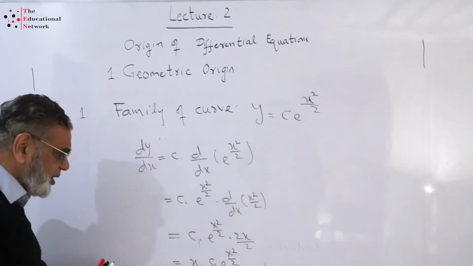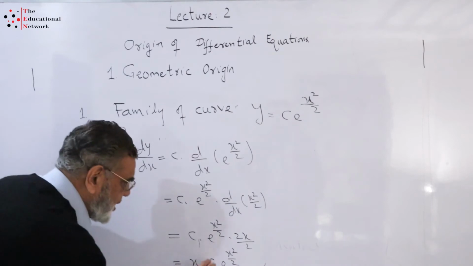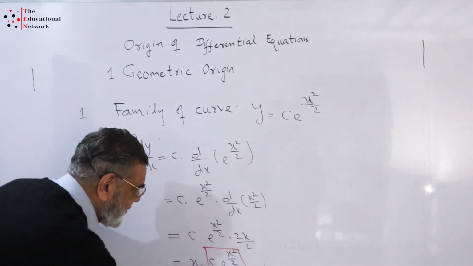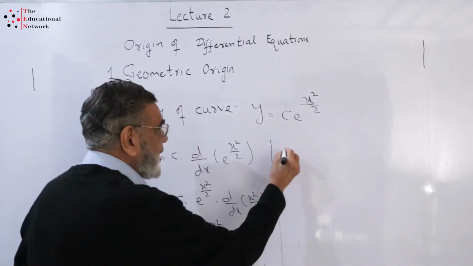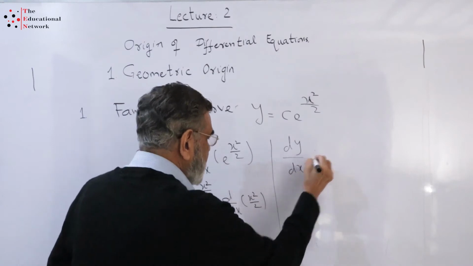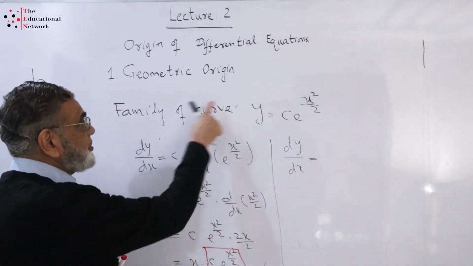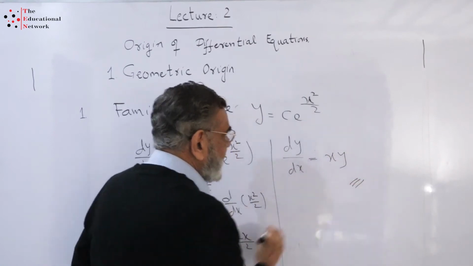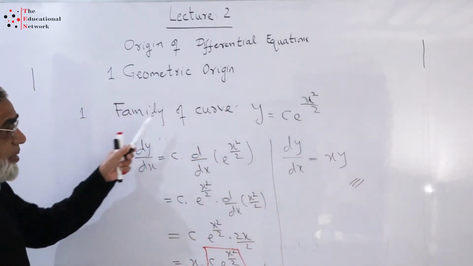Now I can see here, this is C, not C1. And what is this? This is my y. So I can write dy/dx equal to this C e^(x²/2), which is my y, so this is xy. So dy/dx = xy is my required differential equation for the family of curves.